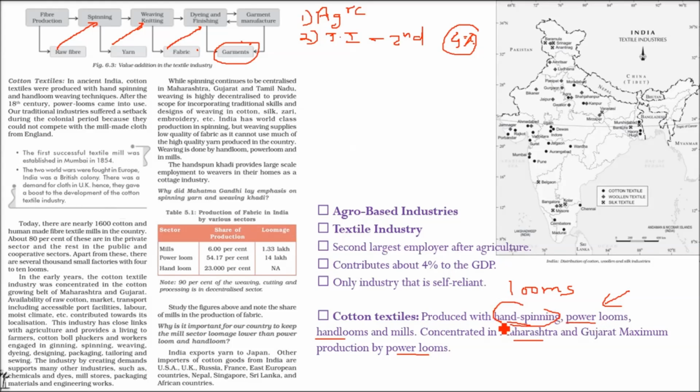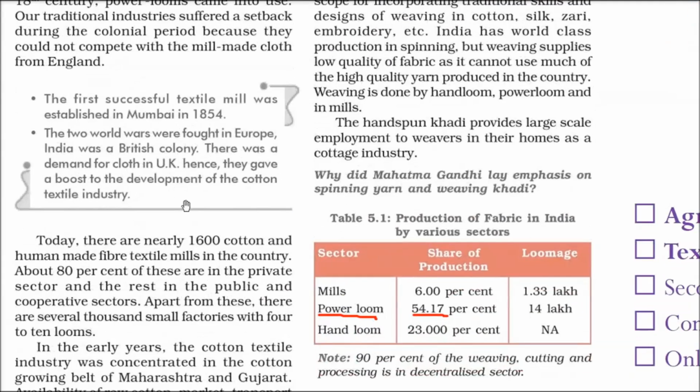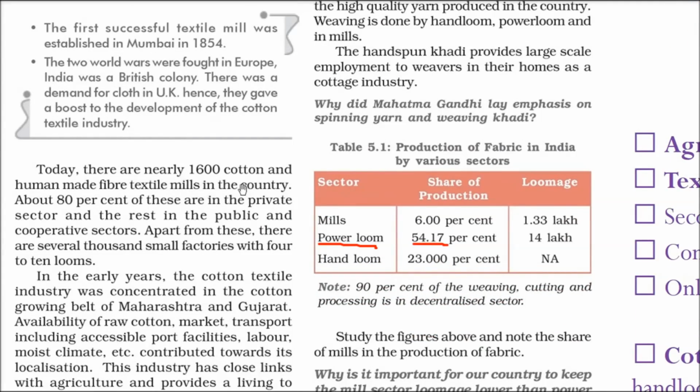You might be thinking that cotton textile may be produced more in the mills rather than on power looms, but we have a 54.17% share of production through power looms. The first successful textile mill was established in Mumbai in 1854. First textile mill in 1854, where? In Mumbai. As per the text, there are nearly 1600 cotton and human-made fiber textile mills in our country, and about 80% of these are in the private sector.